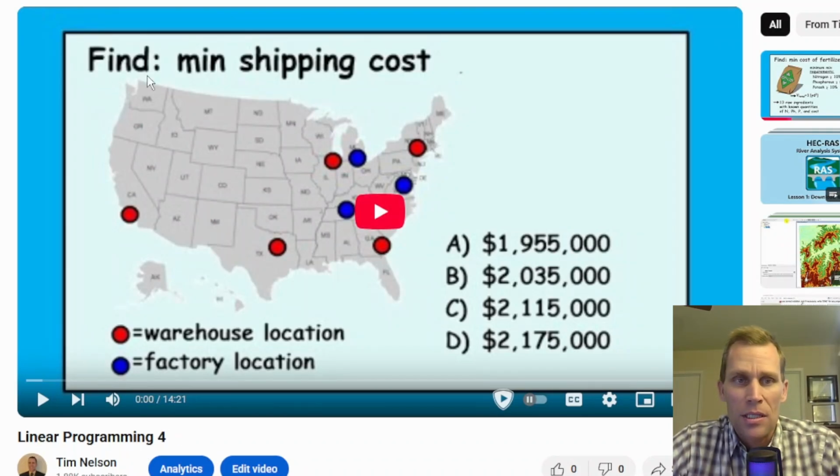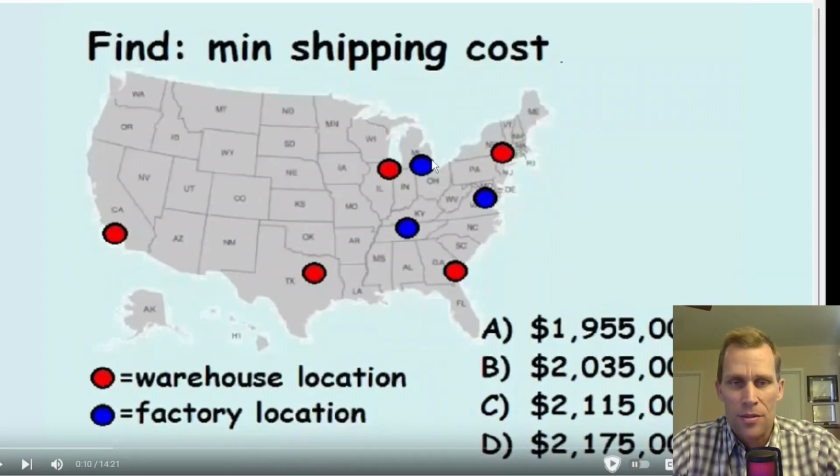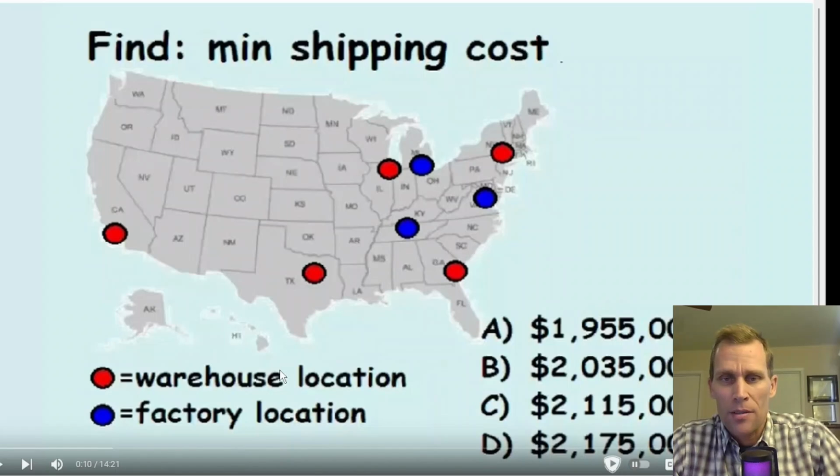And the question is, we need to find the minimum shipping cost, and it's actually formulated as a multiple choice problem. So I'm going to bring up some slides just to summarize this. What we have is America with 3 different factories in blue and 5 different warehouses in red. And what we want to do is ship product cases from the factory to the warehouse.